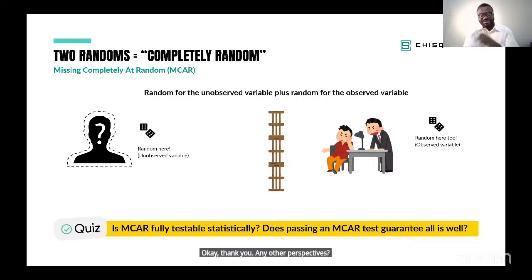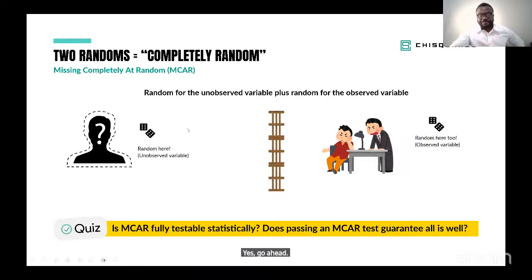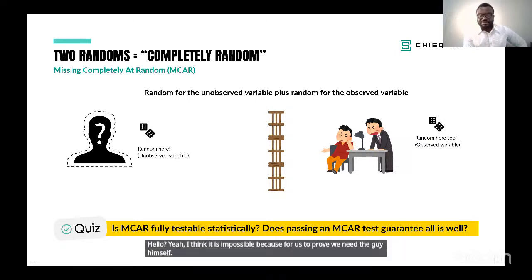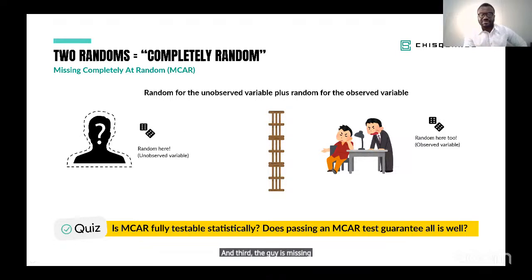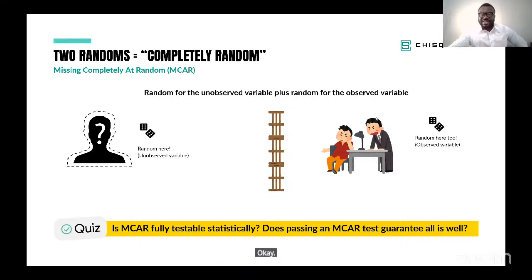I would like you to pursue the lines of our analogy and let us just reason it that way. Hello? Yes, go ahead. I think it's impossible because for us to prove, we need the guy himself. And here the guy is missing. So there's no way to authenticate without seeing the guy. Okay.